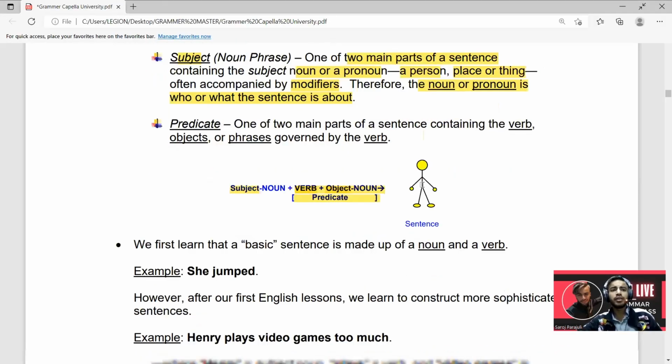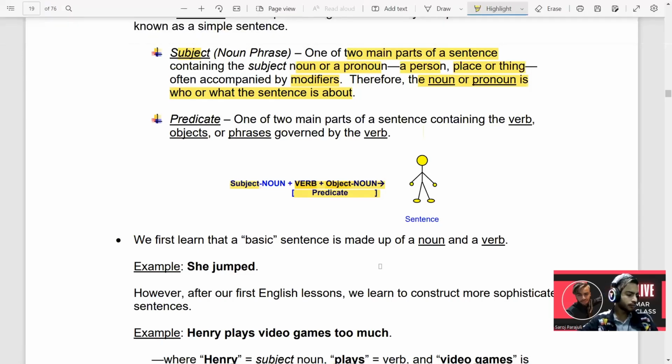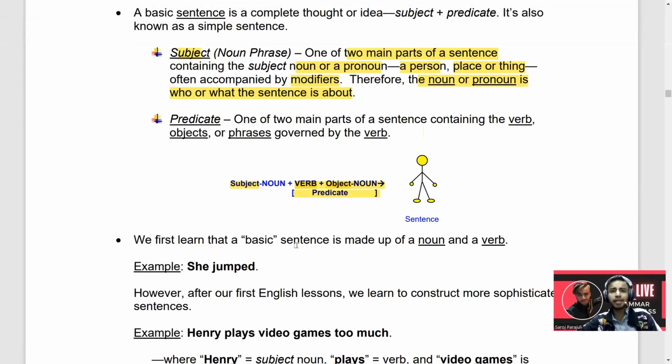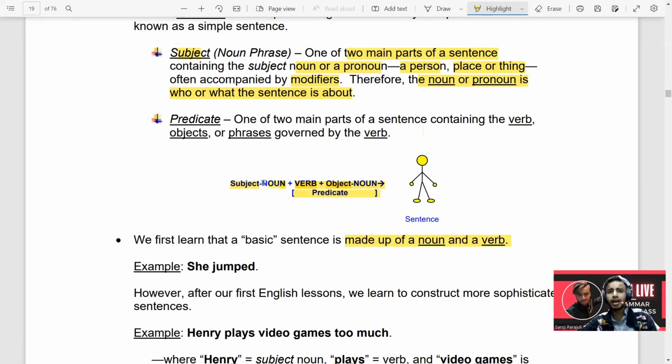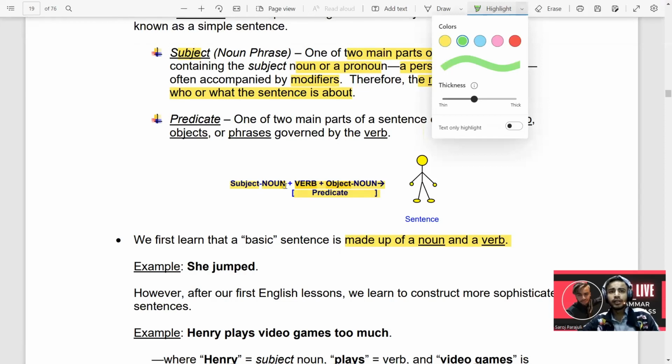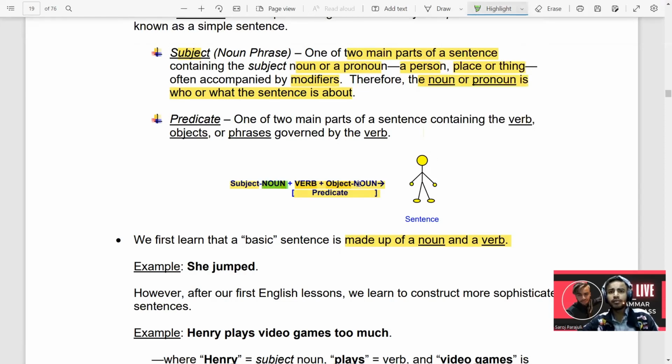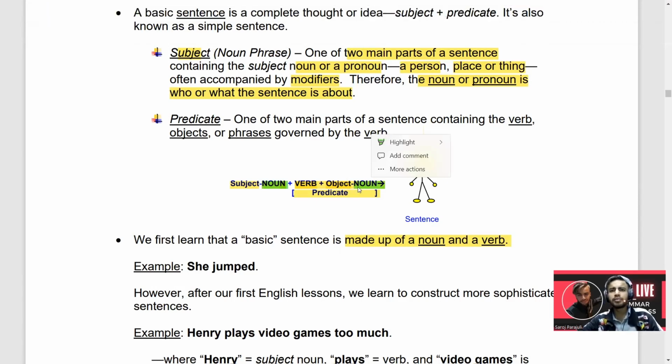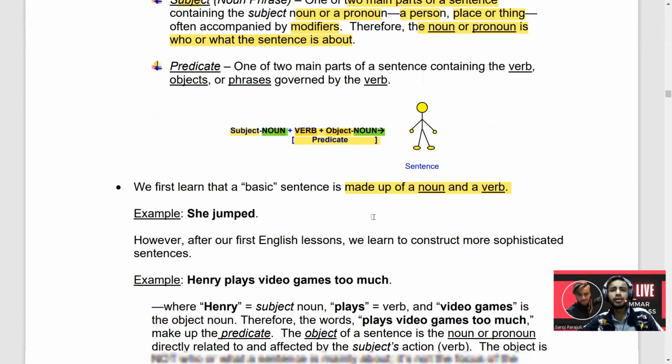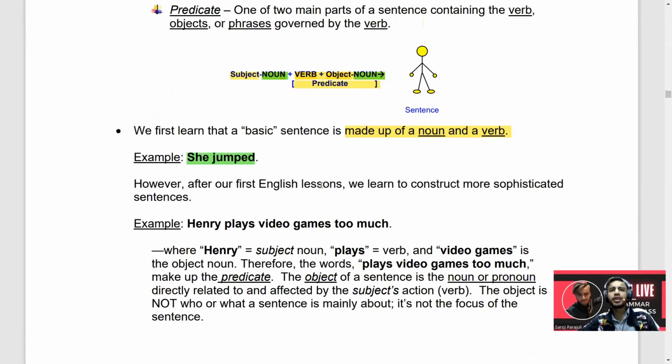Now we first learned that a basic sentence is made up of a noun and a verb, right? You can see that in subject also it is played by a noun, and in object also it is played by a noun. Come on, now, she jumped. It is a very simple sentence. Okay, after our first English lesson we learned to construct more sophisticated sentences.